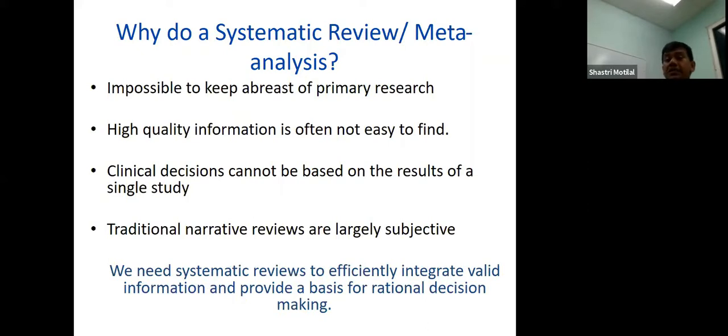The reason we need systematic reviews is we can't keep up with research. I believe an individual RCT, that means every time an RCT comes out, you have to do an appraisal.